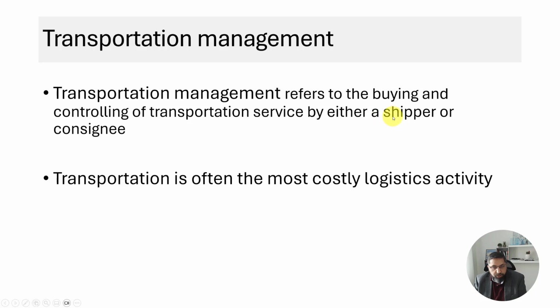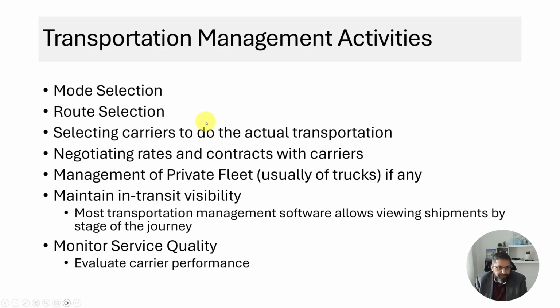Shipper is the person who's shipping the goods, so the transportation service may be purchased by the seller, or consignee. Consignee is the receiver of the goods, so the buyer firm. And then the buyer firm may hire some of the transportation, depending on the Incoterms, right? You saw that in the Incoterms, supplier pays for transportation up to a certain point, and the buyer pays for the rest of the transportation, and that point is different based on the different Incoterms, okay? So the transportation management refers to the buyer company buying and managing the transportation services, and the seller company buying and managing the transportation services.